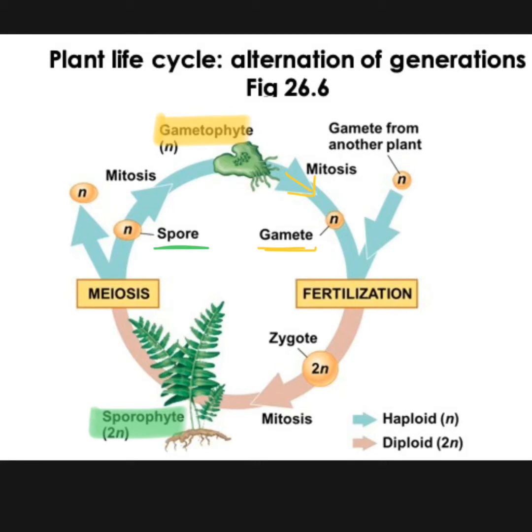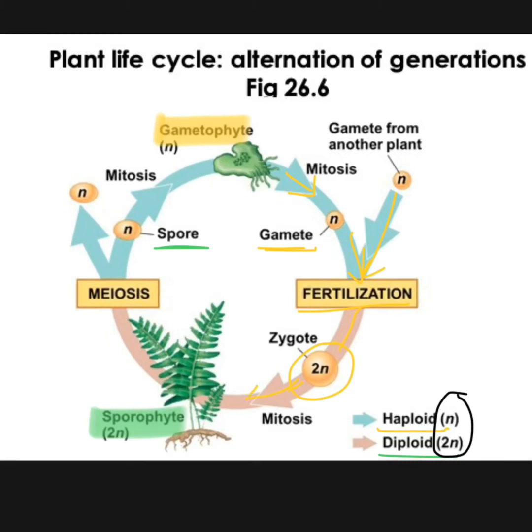The difference between a gametophyte's haploid and a sporophyte's diploid is that a haploid is one set of chromosomes and a diploid is a set of two chromosomes, as shown on the diagram here as N and 2N respectively. The gamete haploid would fuse with another gamete from another plant in the fertilization process to produce the diploid zygote that now has two sets of chromosomes.